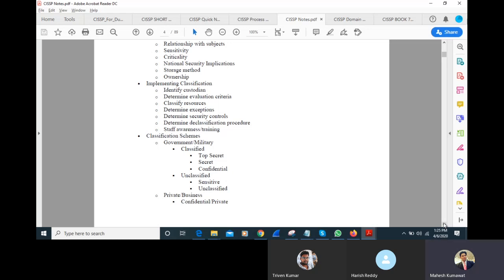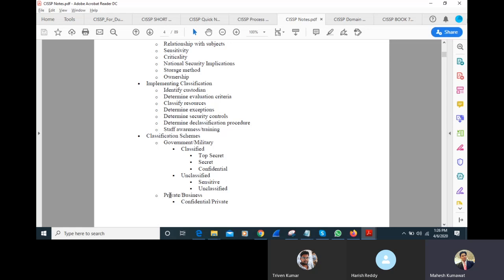Classification schemes: government and military data is classified as top secret data, then secret data and confidential data. So we have classified data and unclassified data. Classified data means the top secret data of the government and the military. We have secret data and we have confidential data. Unclassified data is sensitive data, and unclassified data is there.